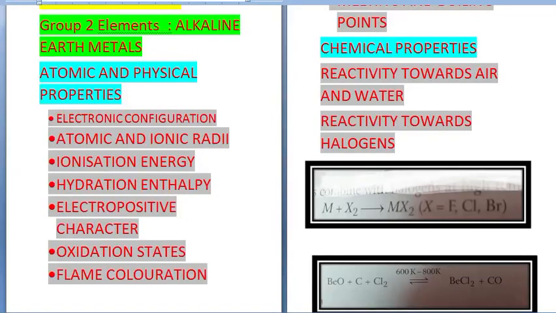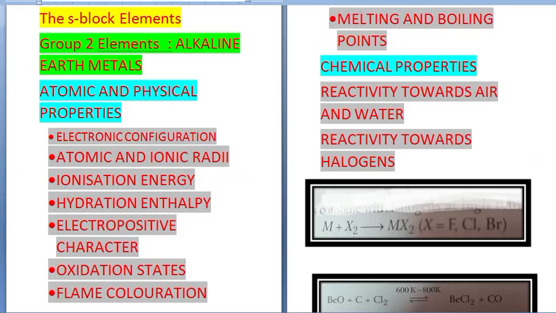Children, we will continue further with s-block elements, and previously we had studied about alkali metals. Today we will study about alkaline earth metals. Alkaline earth metals comprise beryllium, magnesium, calcium, strontium, barium and radium. Now let us discuss their atomic and physical properties.